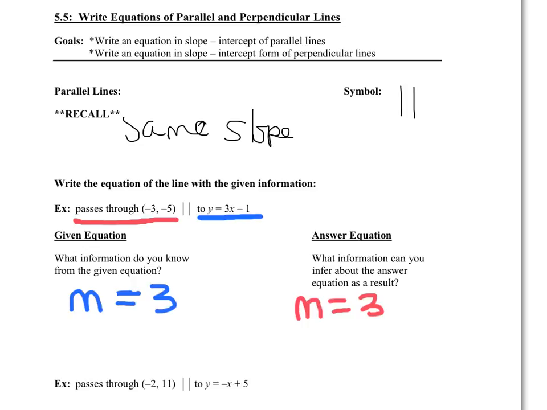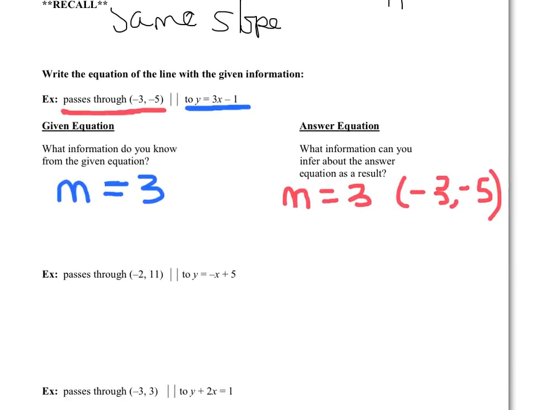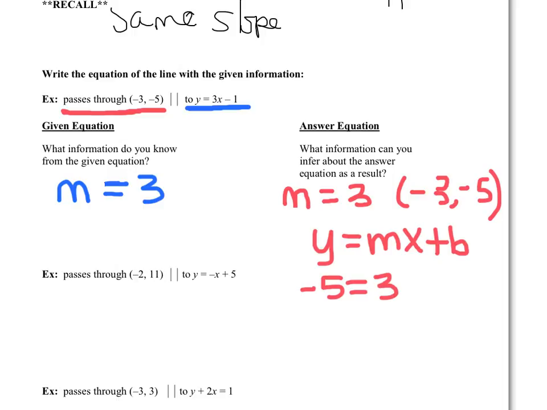I know that it has a slope of 3, and I'm also told that it passes through the point -3, -5. So with that, I can set up the way I have always set up my equation. y equals mx plus b. I can replace y with -5 from the ordered pair. I can replace m with 3. I can replace x with -3 from the ordered pair, and then plus b.